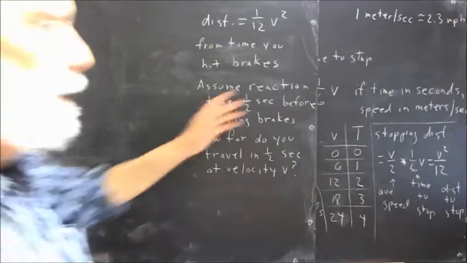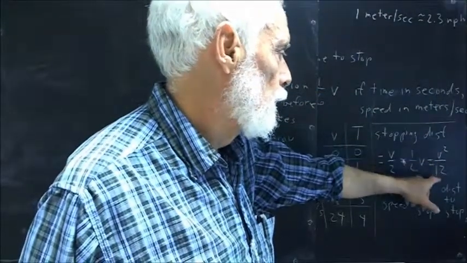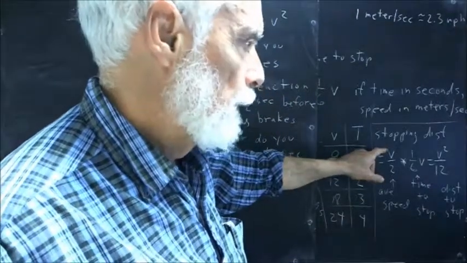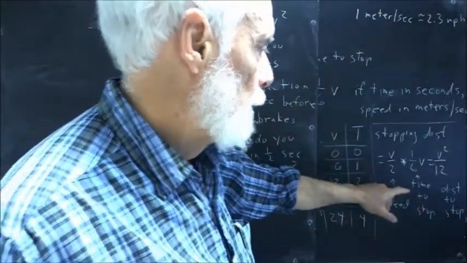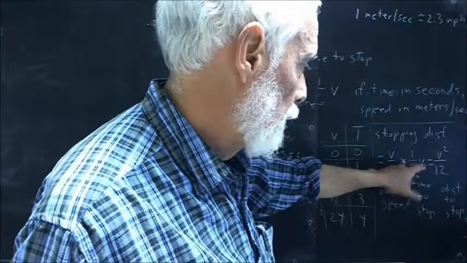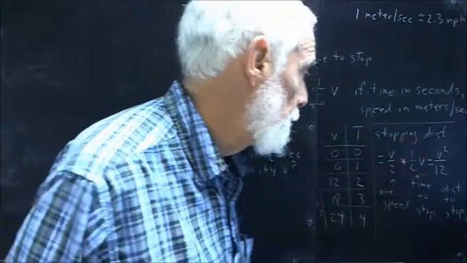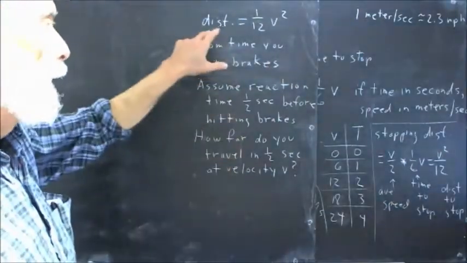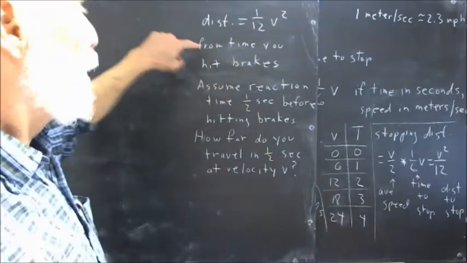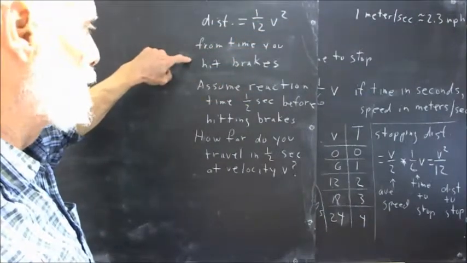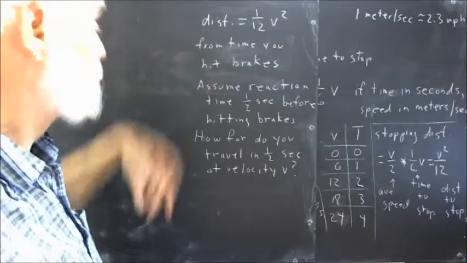Okay, we've obtained the stopping distance v squared over 12 by multiplying average velocity v over 2 by the time required to stop at velocity v, which is 1/6 v. So that's the distance, 1/12 v squared. That's from the time you hit the brakes until you stop.